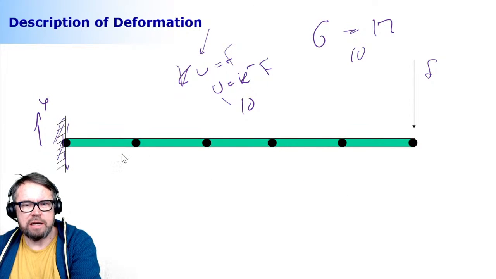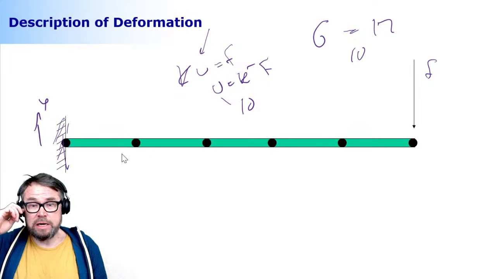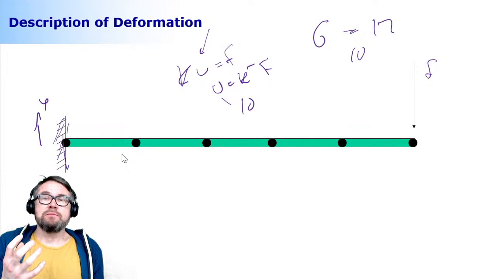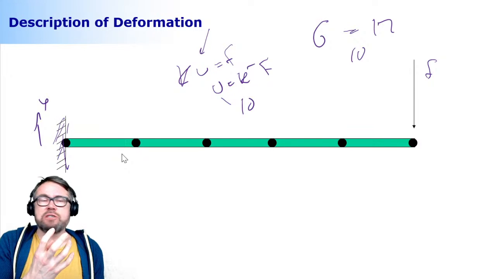So this was the conventional nodal degrees of freedom way to do it. But what I could do then is look at the features of the structure.